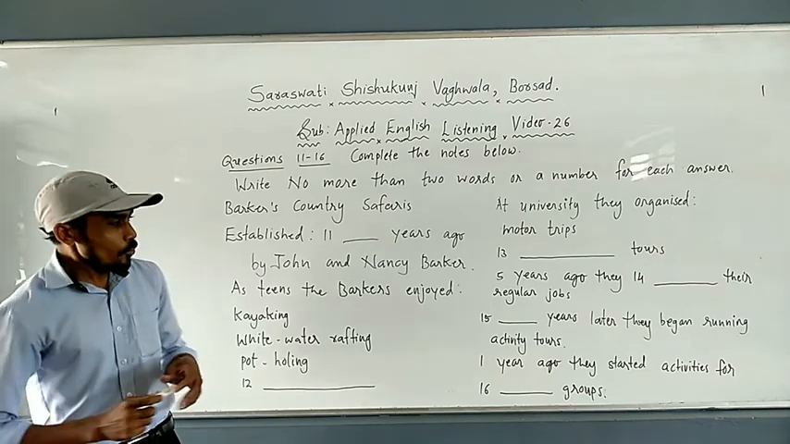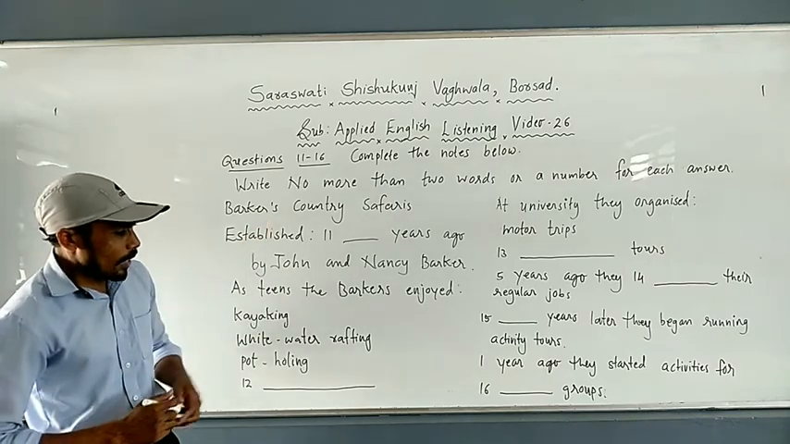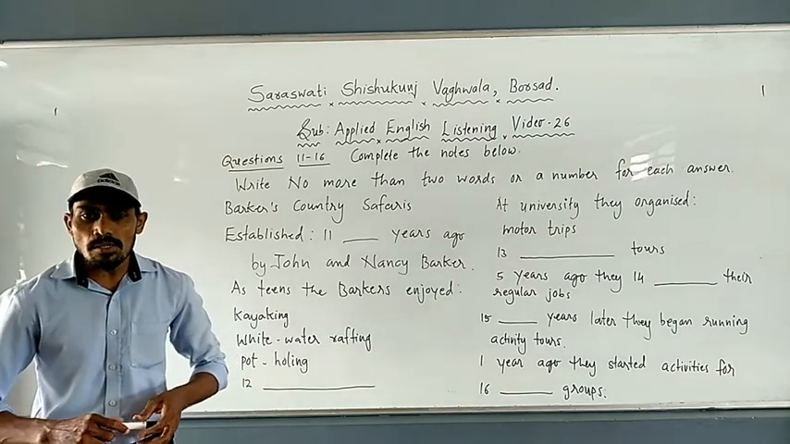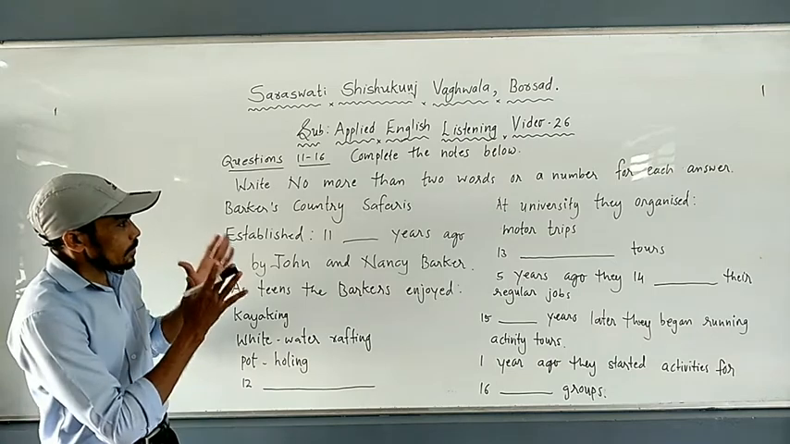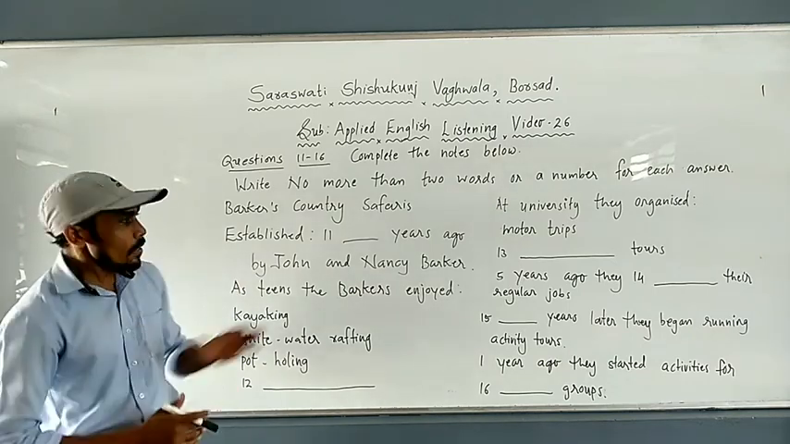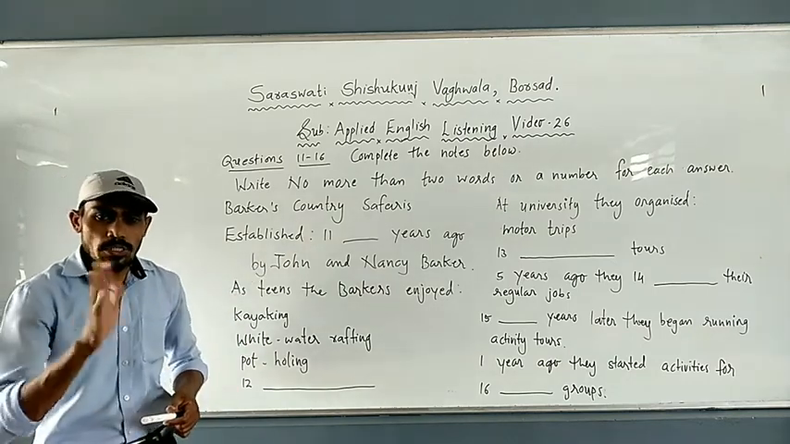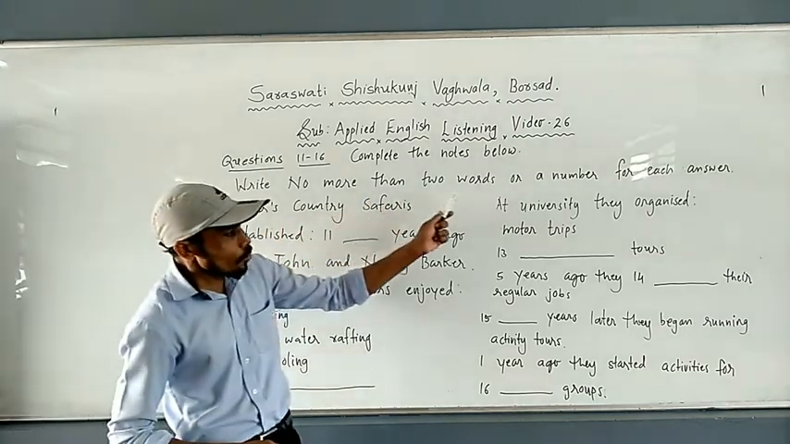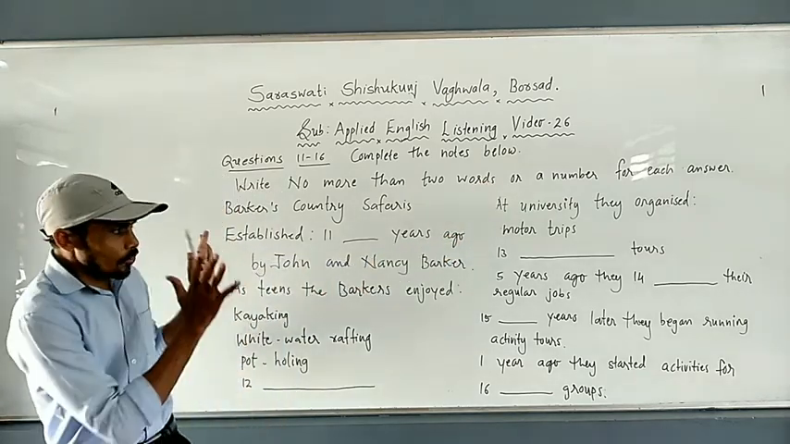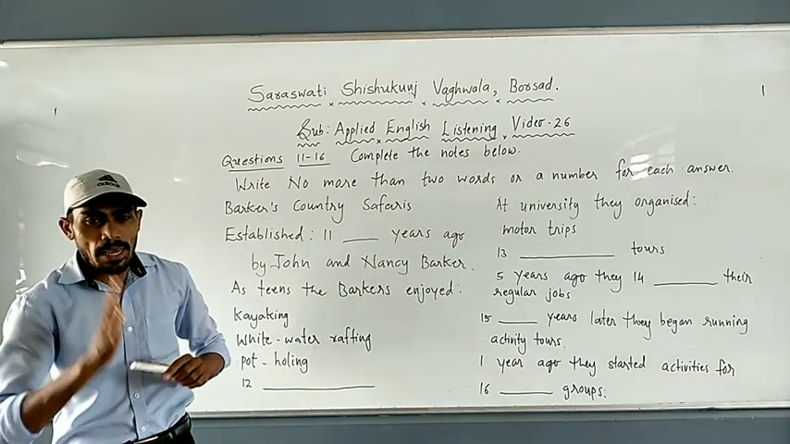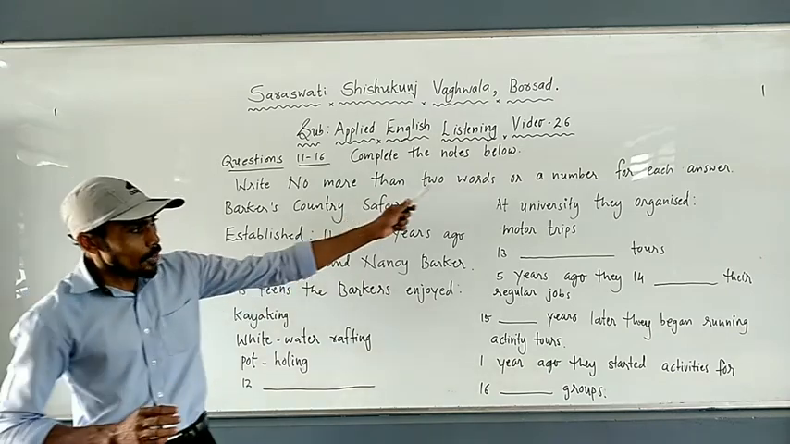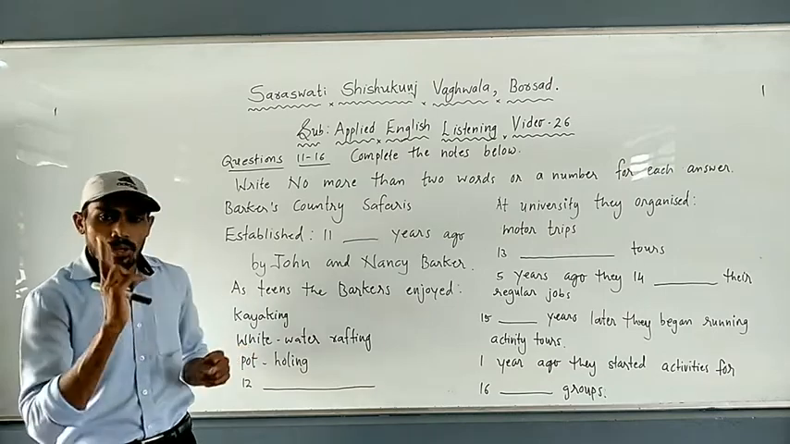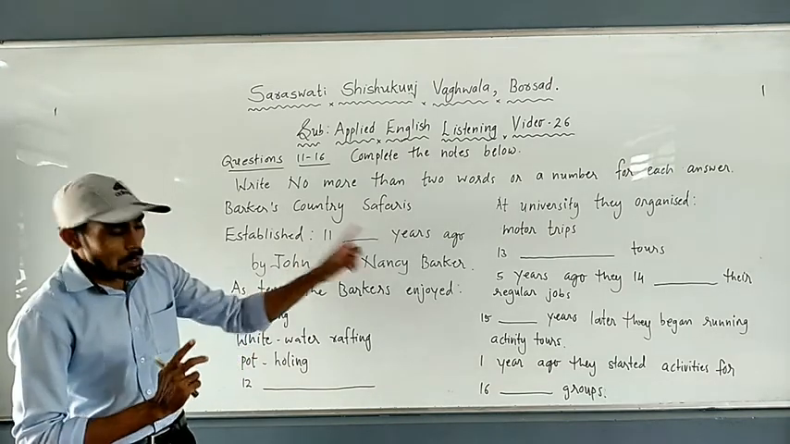Students, now I am going to explain what the answers should be. I have written the questions and I hope you have been listening and you have written your answers in the answer sheet. Now there is information about Barker's country safari. Before that, we always need to focus on completing the notes below. Write no more than 2 words or a number for each answer. So always keep in mind you need to follow the instructions very carefully. It is no more than 2 words or a number for each answer. Okay, so there are only 2 words, or maybe only a number.